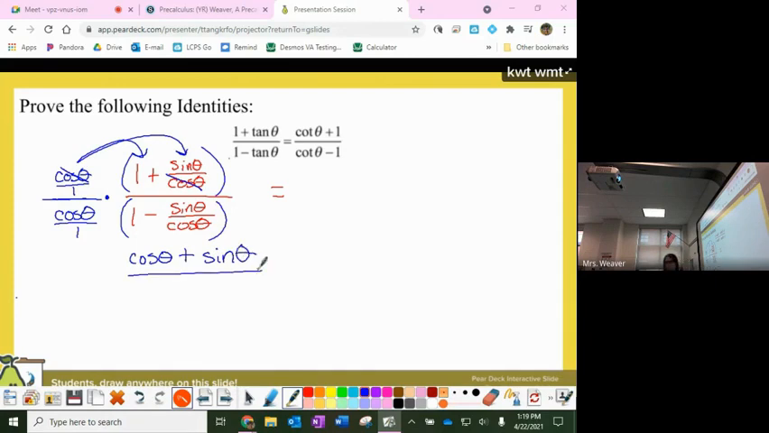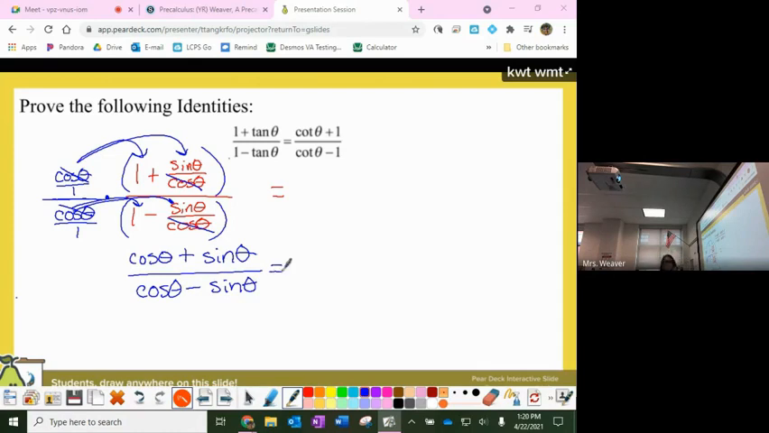Any questions on that in the numerator? Just distributing in the numerator. Everybody okay with that? Because I'm going to do the same thing in the denominator. When I distribute the cosine theta to the 1, I get cosine theta. And when I distribute it to the second term, the cosine theta on top cancels with the cosine theta on bottom, and I'm left with minus sine theta.